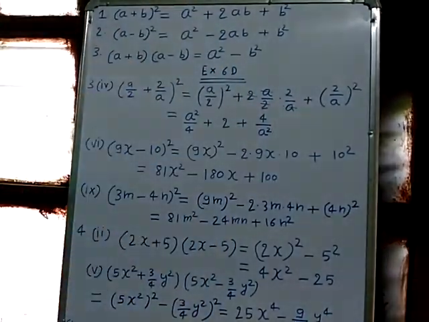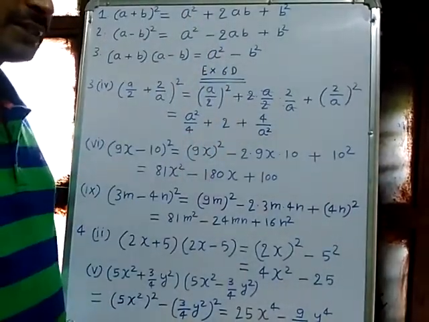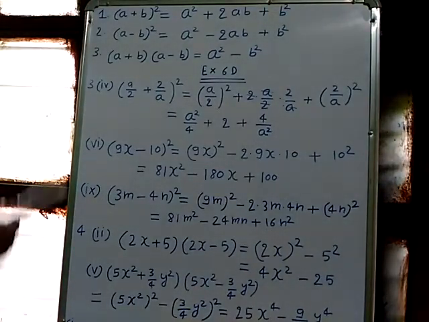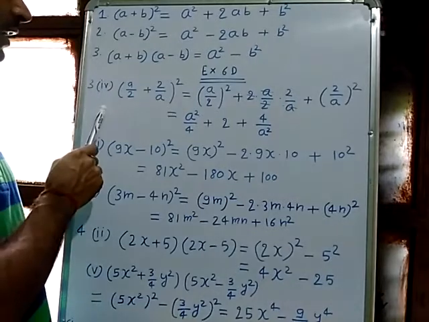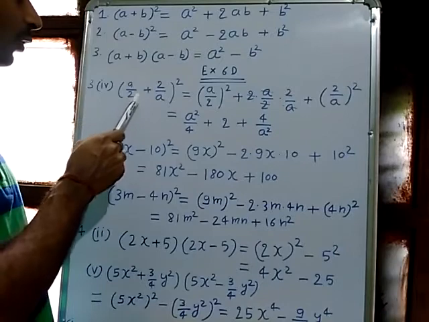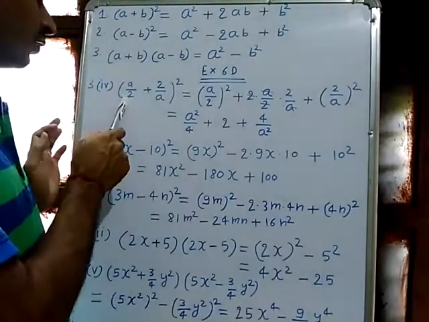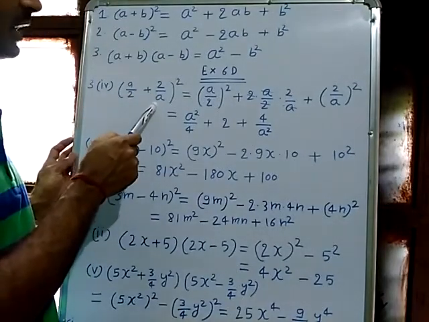Right. So here I have explained some questions from exercise 6D. Yesterday I explained question number 1, 2 and some part of maybe the third also. So here in the third question, I am going to explain the fourth part. It is given: expand a upon 2 plus 2 upon a the whole square. This is called a whole square. So recognize which identity can be applied here.